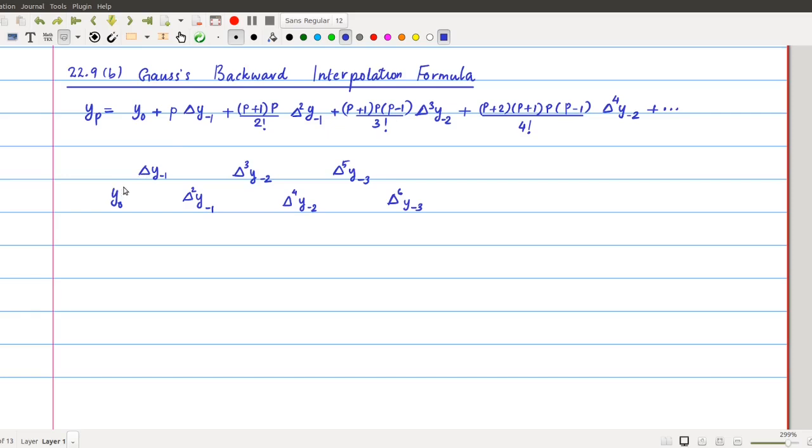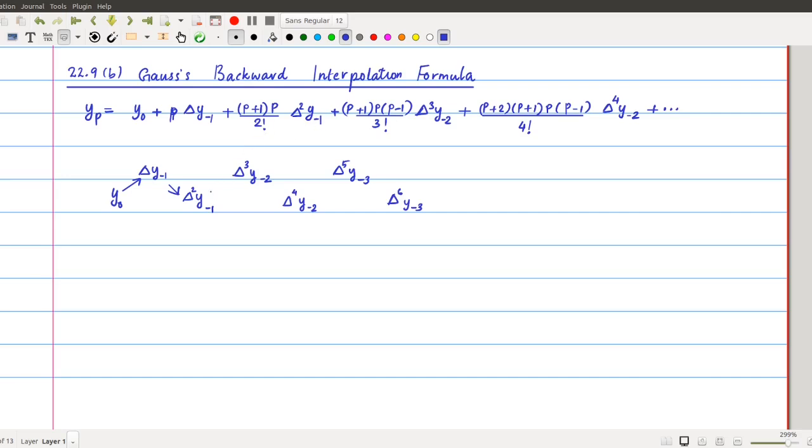From y naught, in the first term we will use y naught, and in the second term we will have this delta y minus 1 times this p. Then the next term we will have this term delta square y minus 1 along with this one, what we have exactly done in Gauss forward interpolation formula. So the only difference is the movement, or the selection of these values from the table.